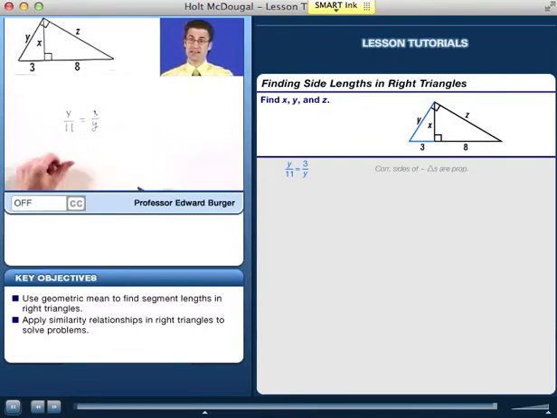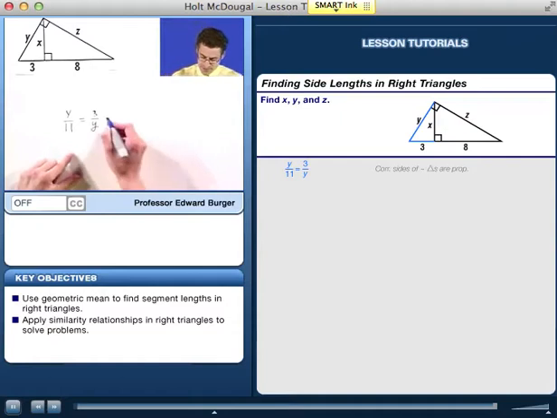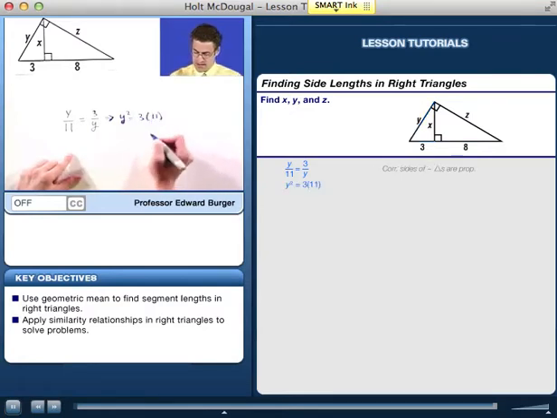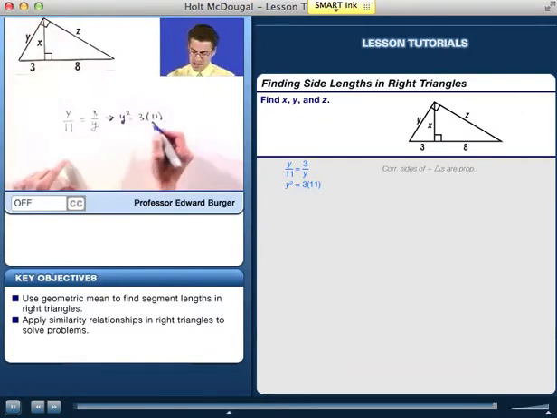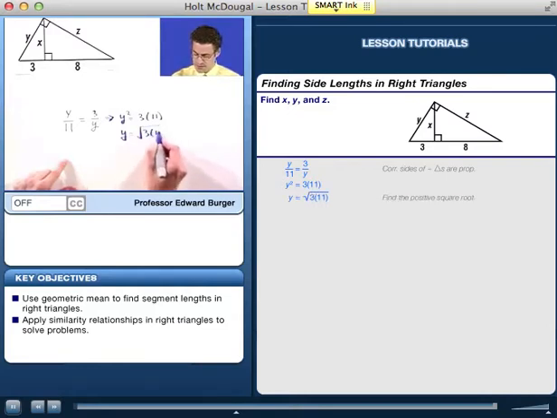Now, once I set up this proportion, I can use the cross product, and what do I discover? I discover that actually there's a geometric mean here, because this tells me, after I consider the cross product, that y squared equals 3 times 11. And so now y is an actual length, so I can just take the positive square root, and so I see y equals the square root of 3 times 11.